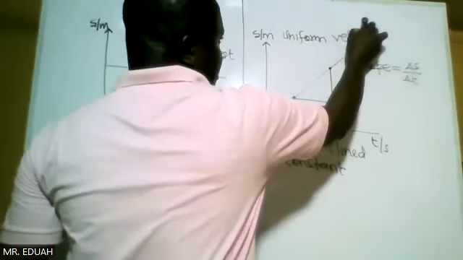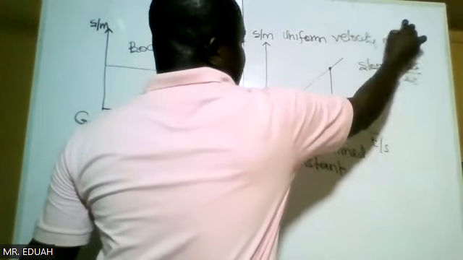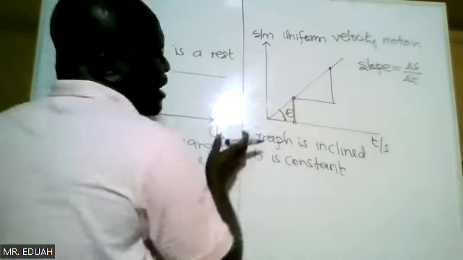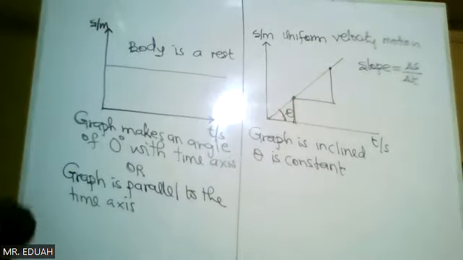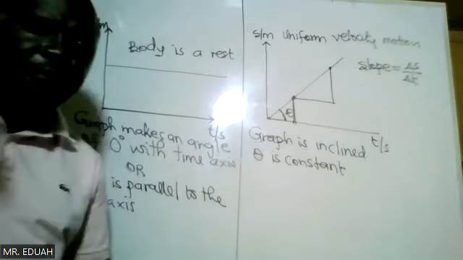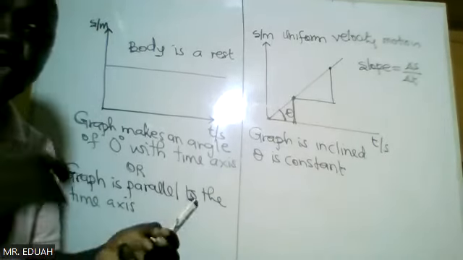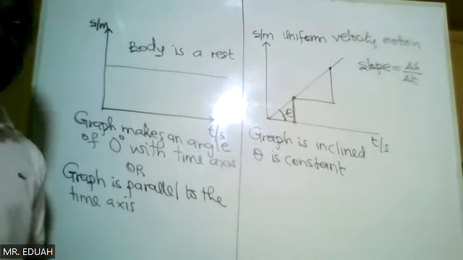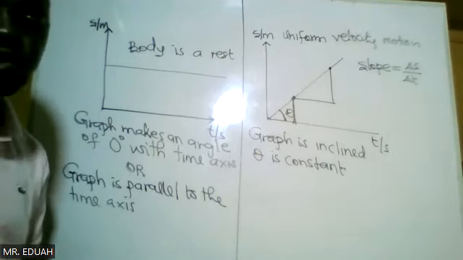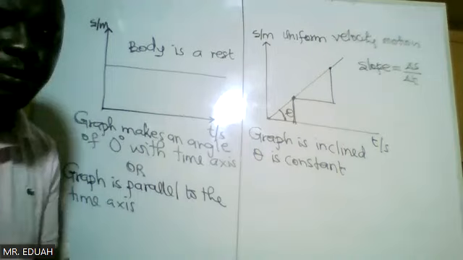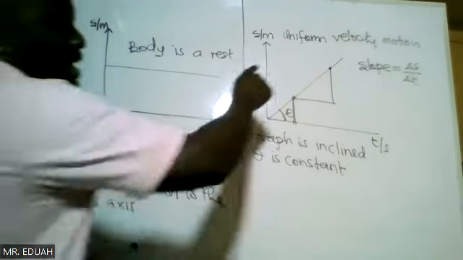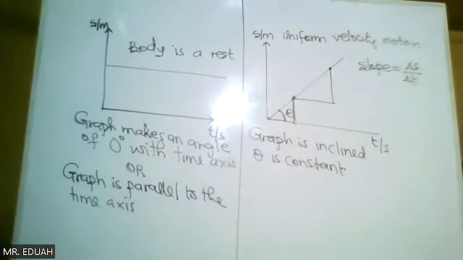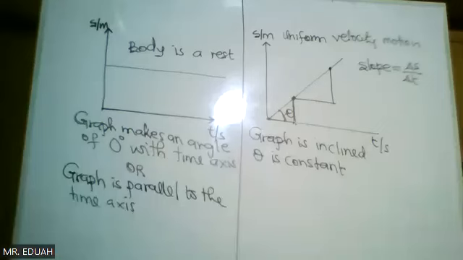Velocity. Uniform motion, because the velocity, which is equal to the slope, is the same along the straight line. So please take note, for a displacement time graph, the slope is equal to the velocity. For a distance time graph, the slope is equal to the speed. So take note. And the slope, which is the velocity, is constant because this angle is also constant. Please, is that okay?